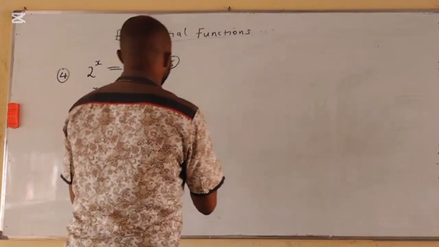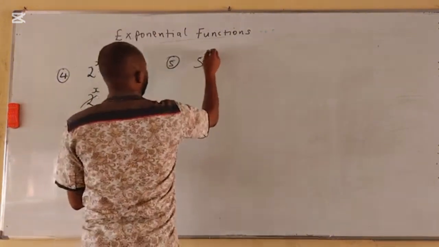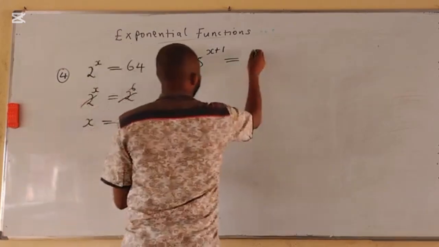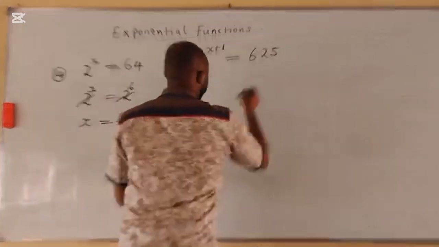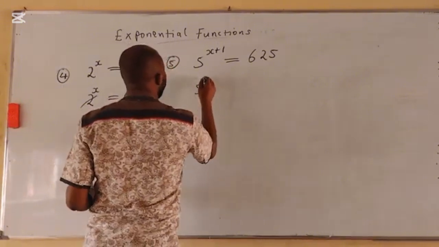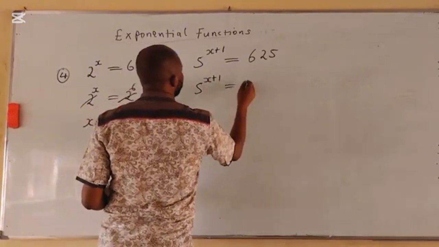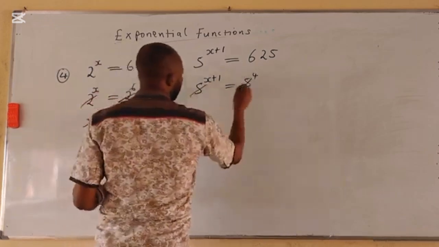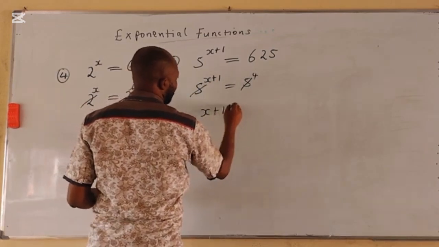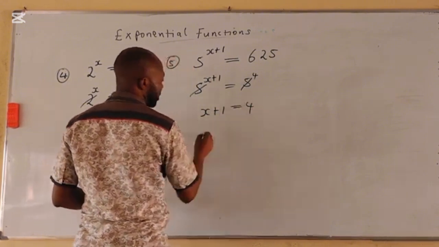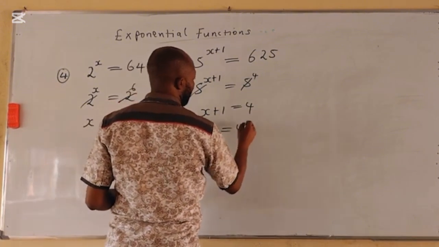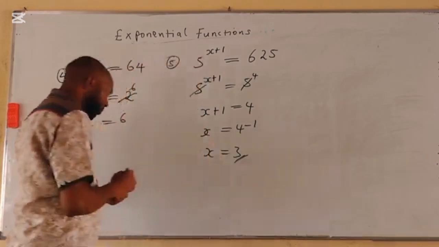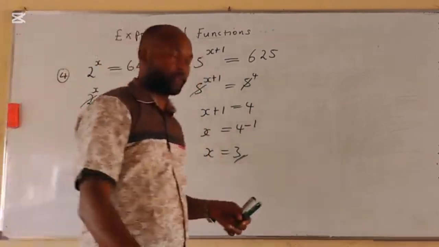Question 5. 5 raised to the power x plus 1 is equal to 625. So I have 5 raised to the power x plus 1 is equal to 5 raised to the power of 4. This will cancel this. I have x plus 1 is equal to 4. Collecting like terms, x is equal to 4 minus 1. x is equal to 3. That's my 5th question.